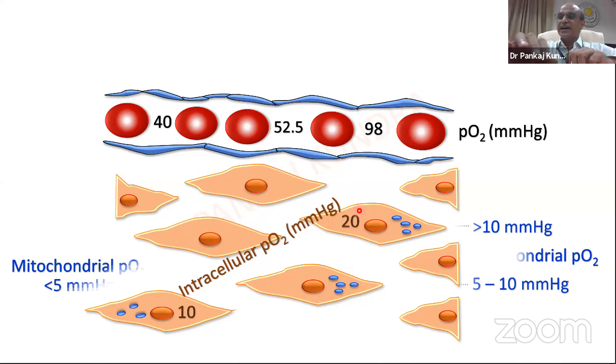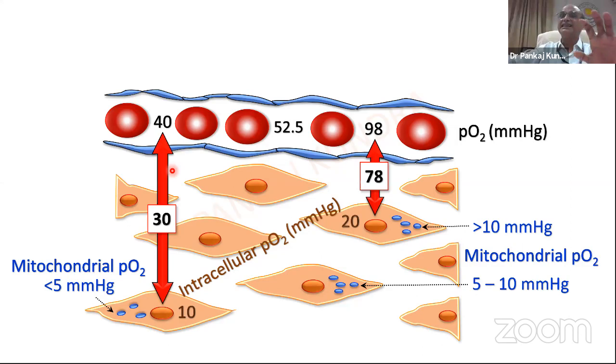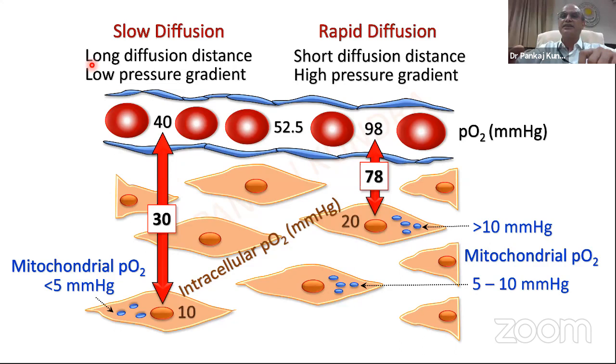Going to the mitochondrion levels also, the mitochondrion PO2 is higher at this level as compared to this level, which is farther away from the capillary, which means that if there is an increased distance and if the gradient is less, the diffusion is going to be slow. So there's going to be a slow diffusion if there is a long diffusion distance and a low pressure gradient. But there is going to be a rapid diffusion if there is a short distance and high pressure gradient.